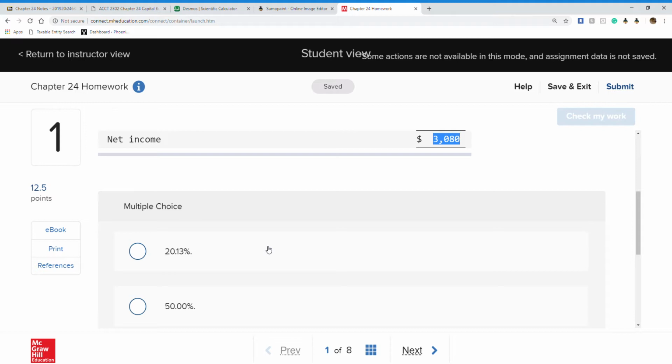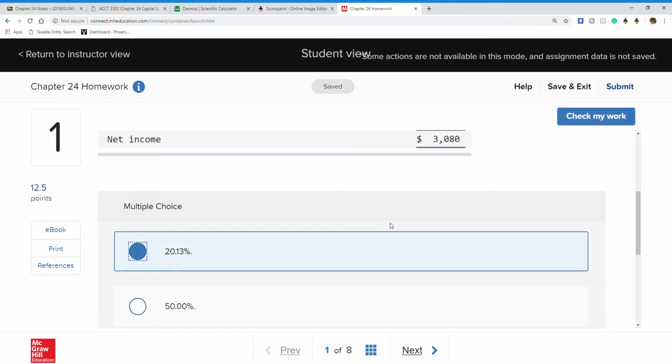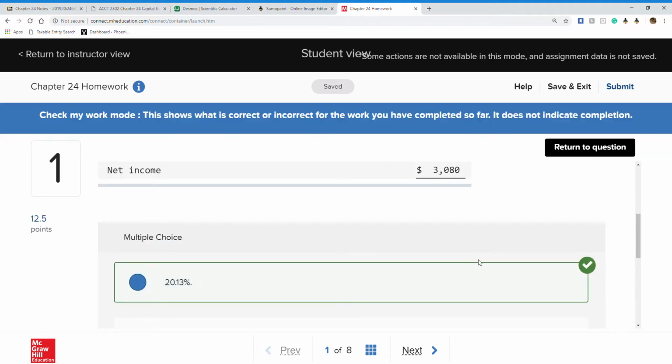So, let's go look. Oh, goody! It's multiple choice. I love multiple choice. It's so easy with check my work. So, click on your answer, and then you can hit check my work, and it will be correct. Again, if you somehow mix it up, check my work will let you go through the other multiple choice answers to find the correct one.